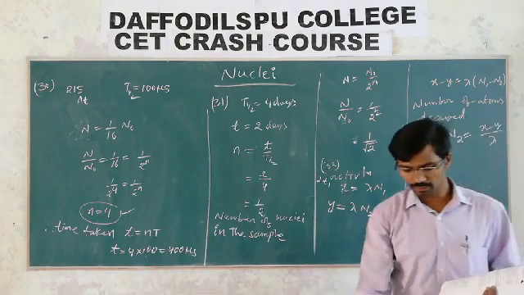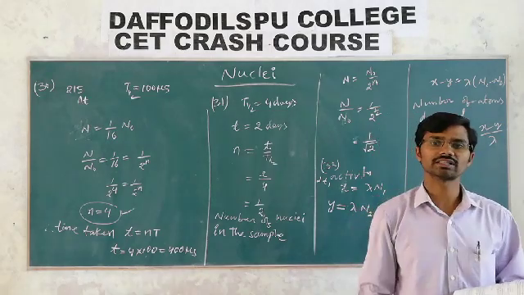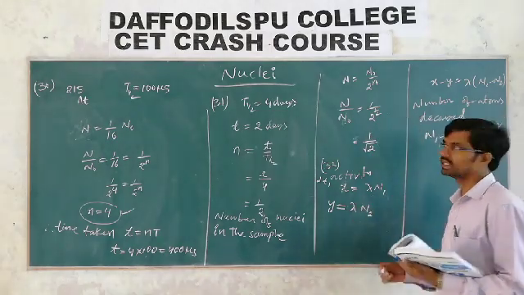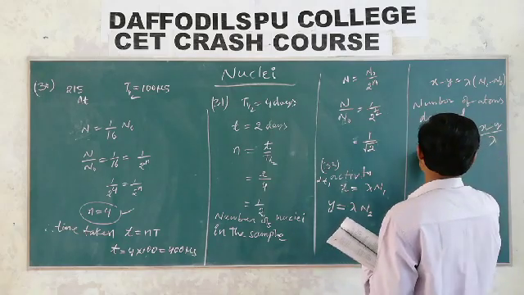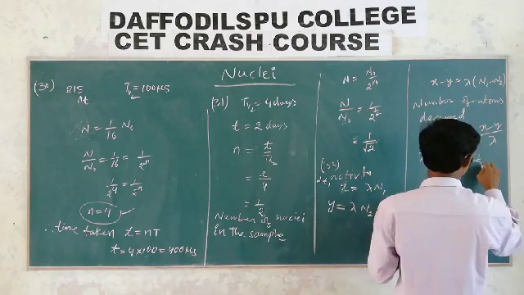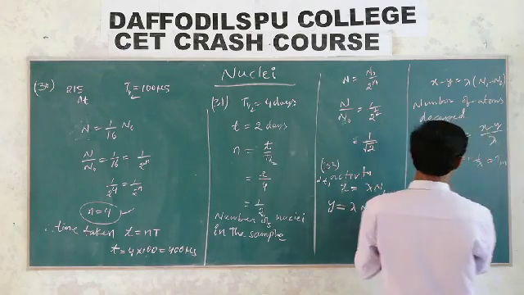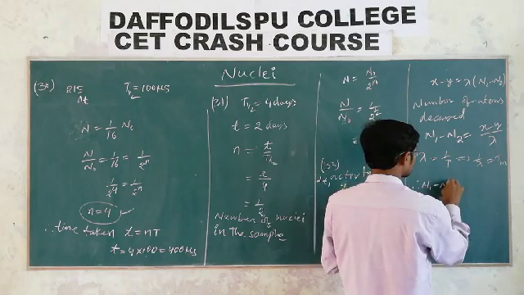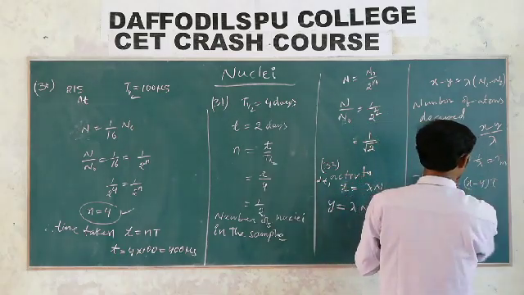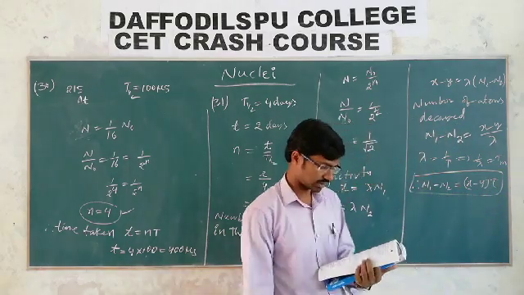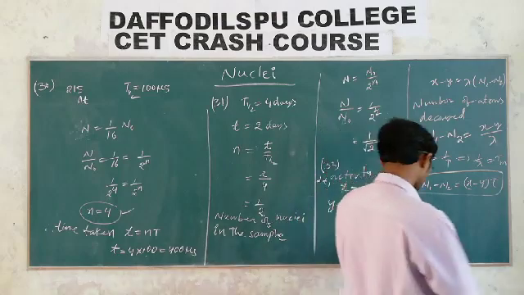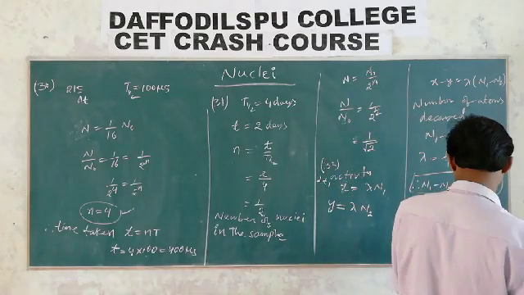But remember, what do you mean by lambda? Lambda is the decay constant and it is inversely proportional to the mean life. Lambda is equal to 1 by T, so 1 by lambda is the mean life. Therefore, N1 minus N2 is equal to (X minus Y) into T. That is the third option. Next one.